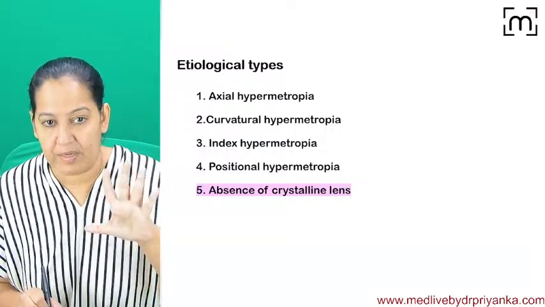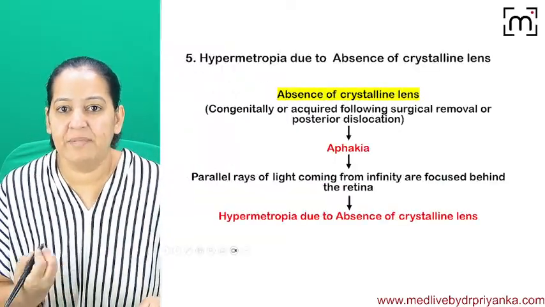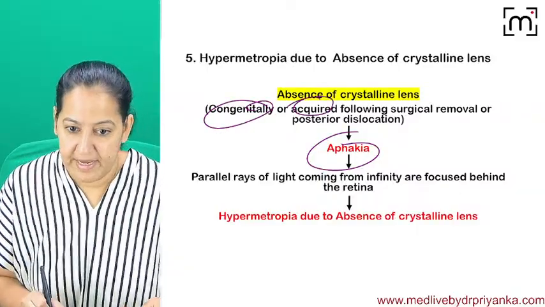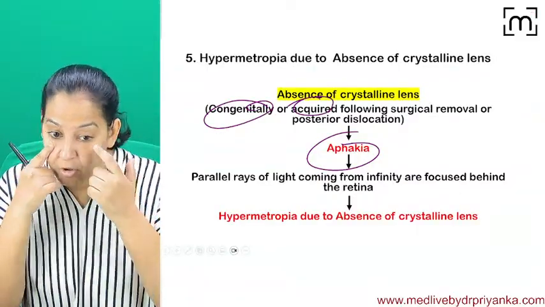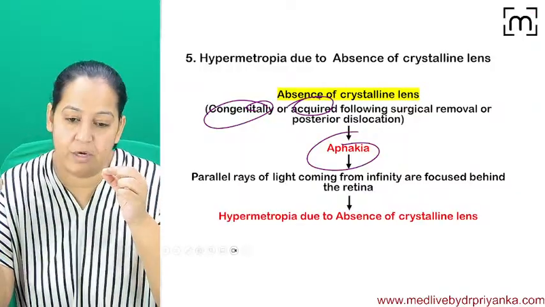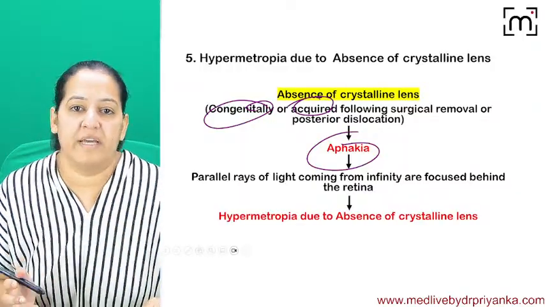And the fifth and the last one, absence of lens. Sometimes the lens is absent. It is known as aphakia. It can be congenital, it can be acquired. Congenitally, God forgot to give a lens in one or both eyes. That is congenital aphakia. Or it is acquired in some diseases, where we have to take the lens out to treat that. So that is acquired aphakia.